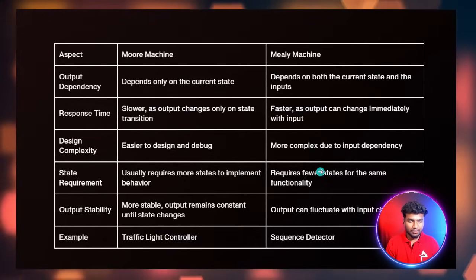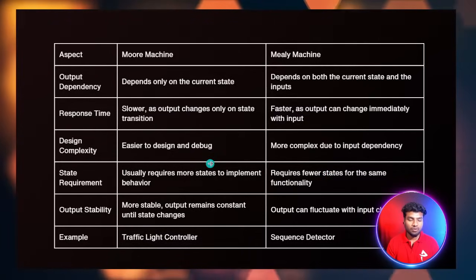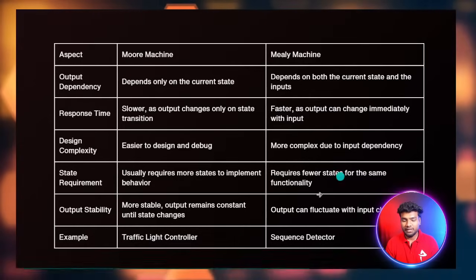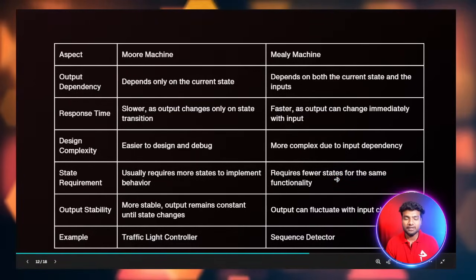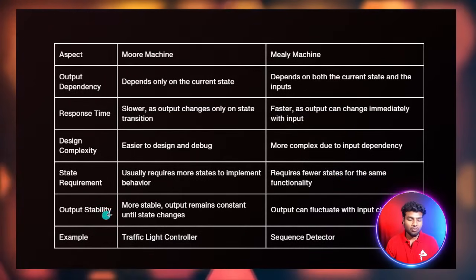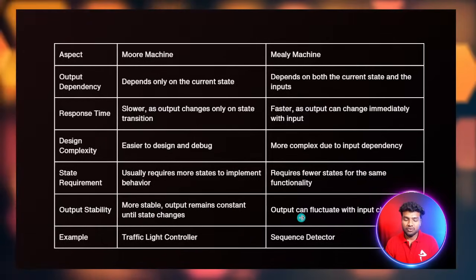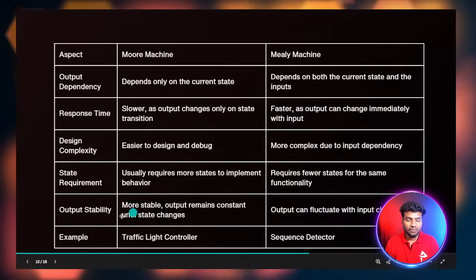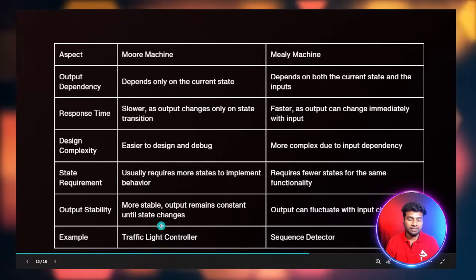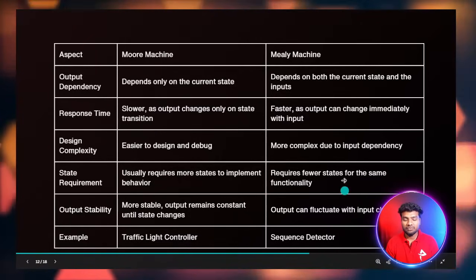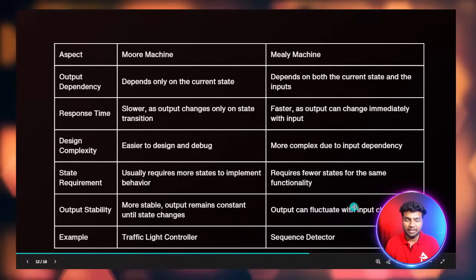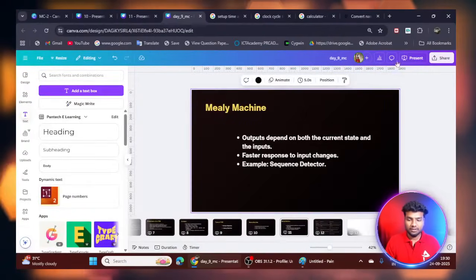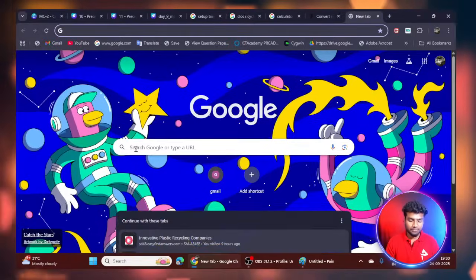And then state requirement. Moore machines usually require more states to implement a behavior, but Mealy machines require a limited number of states. And then output stability: Moore is more stable, but in the Mealy machine the output can fluctuate with input changes. So the traffic light controller is an example for a Moore machine. The sequence detector is an example for a Mealy machine. Okay, I will tell you what a sequence detector is.